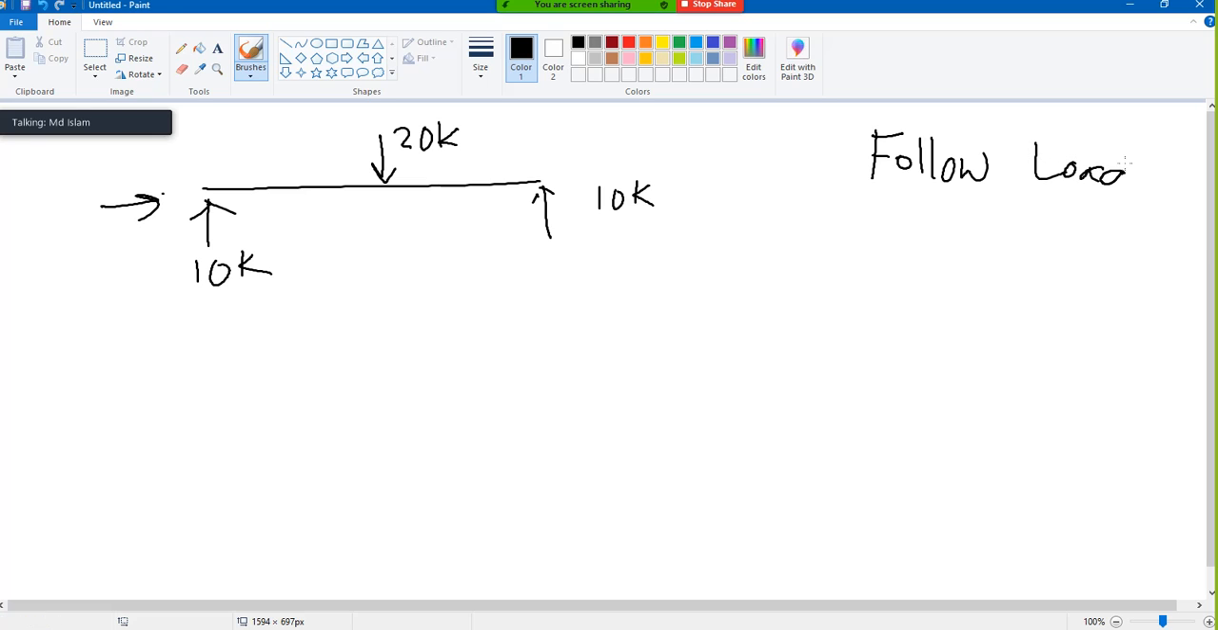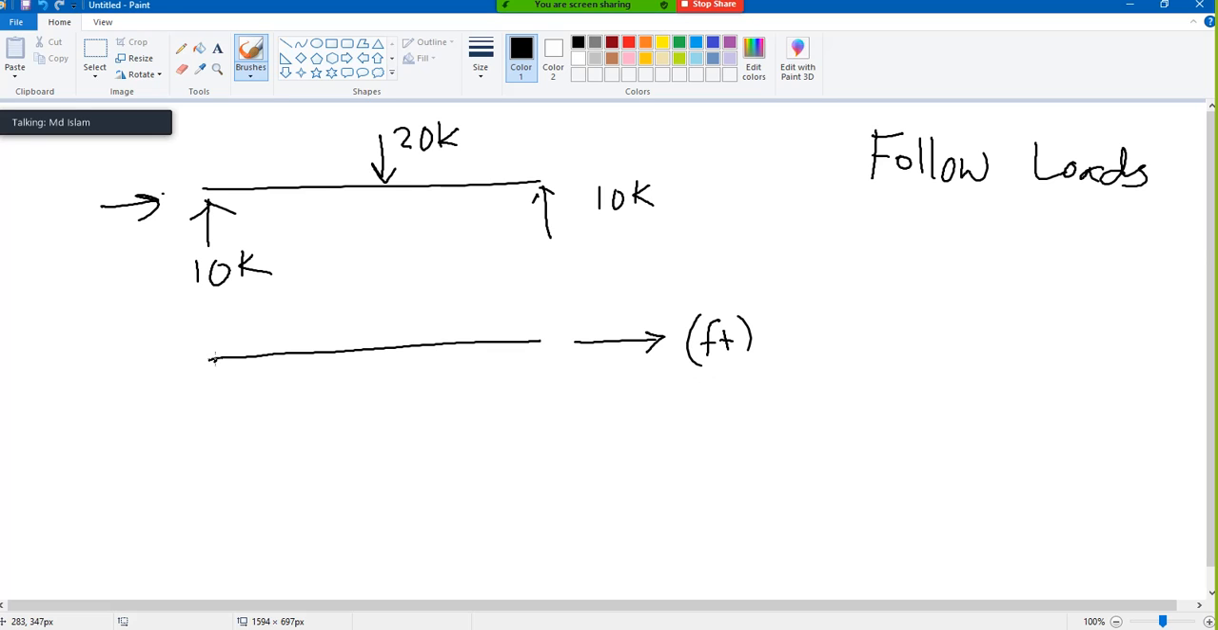Follow loads. Now, what does it mean? It means whatever your load, follow it. So we will draw the shear force diagram. That is my beam. This way is my distance, say in feet.